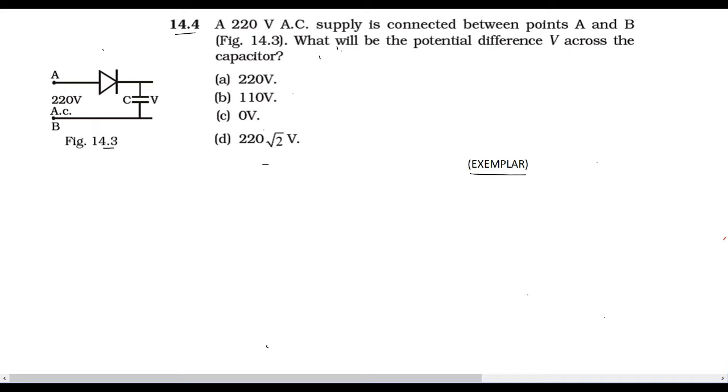I will give the answer first, then we will see the explanation. This being an MCQ, the answer would be option D. We would see why it is 220 into root 2. See, this circuit diagram is that of a half wave rectifier, because only one diode is there here, it is a half wave rectifier.